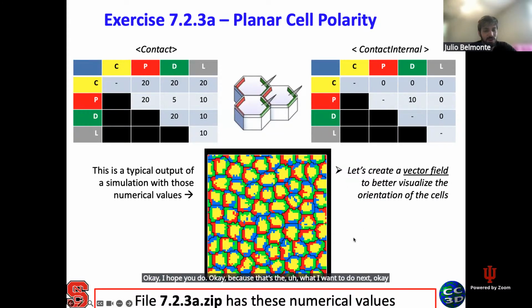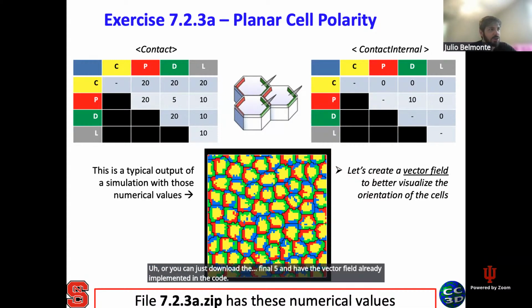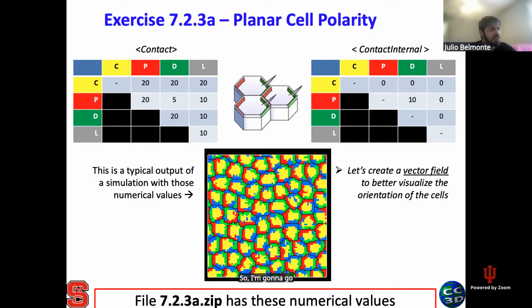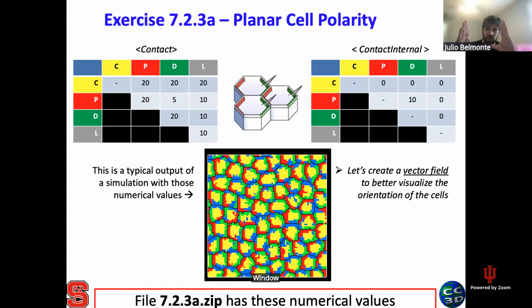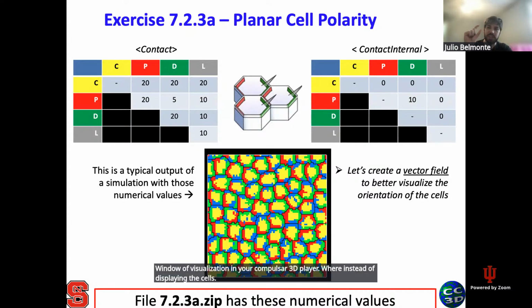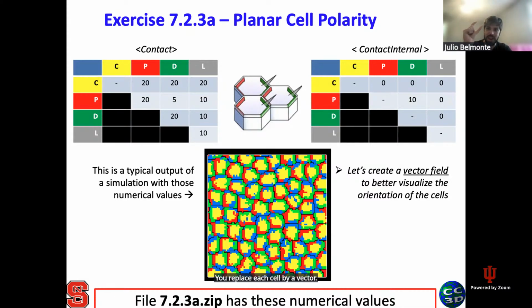Okay, so this is something that we can go through together, or you can just download the final file and have the vector field already implemented in the code. So I'm going to go slightly quick here, just to show how this is done. So basically what you want is to have the cell field visualization, and another window of visualization in your CompuCell3D player, where instead of displaying the cells, you replace each cell by a vector, by an arrow, that's going to show the direction from red to green for each one of those cells.